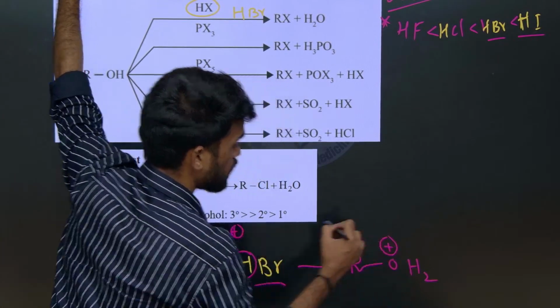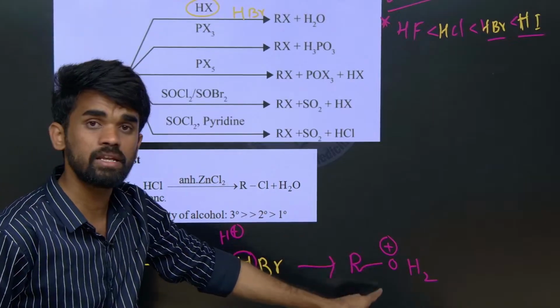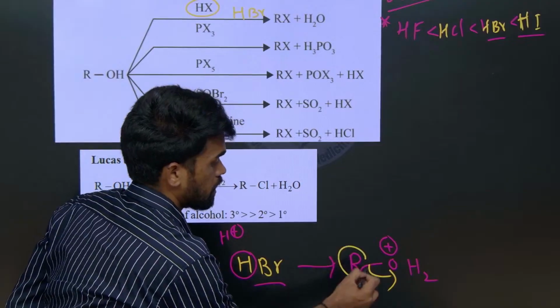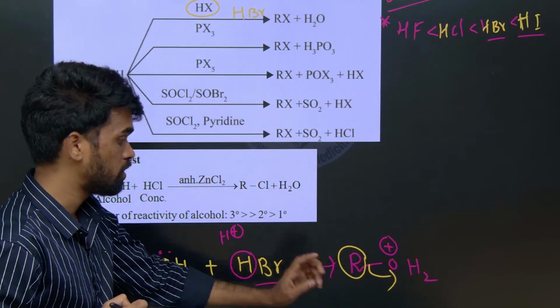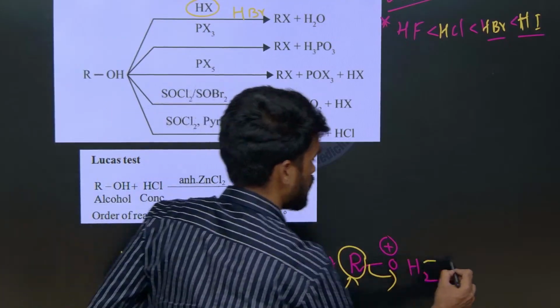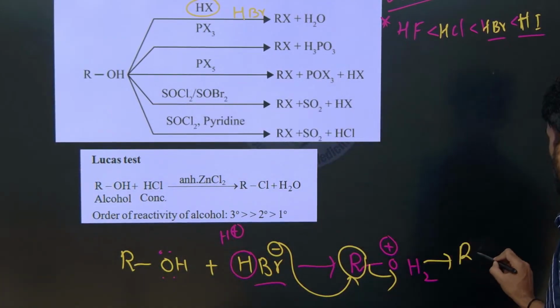ROH2 like this, plus therefore water will be removed. So it will be removed like this. So what we are getting on this carbon of the alkyl group carbon, we are getting a positive charge where this Br minus will go and attack, finally gives us RBr product, RBr.